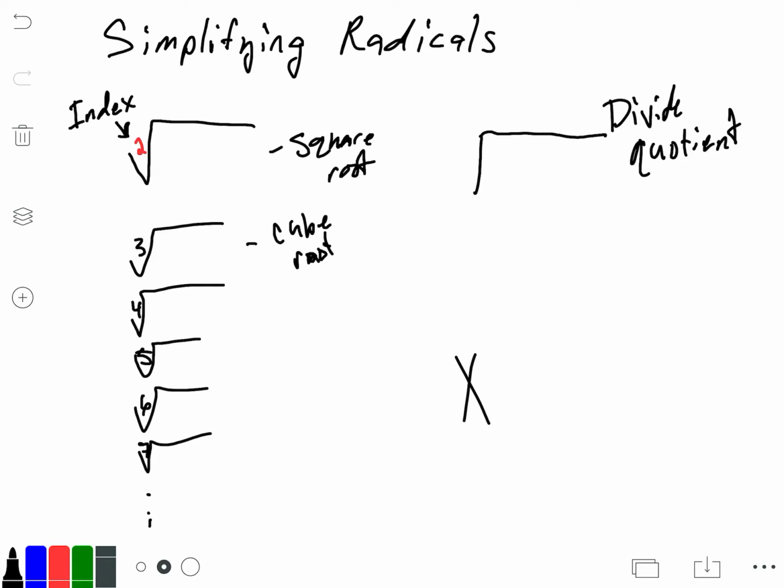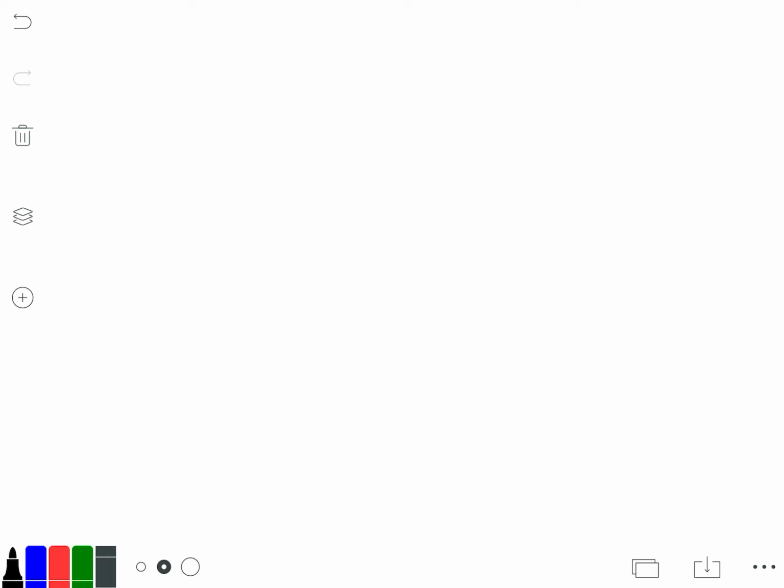Like when we have x, it's understood that it's 1x. And it's understood that it's 1x to the first. And it's understood that it's 1x to the first divided by 1. All of those 1s are understood. We don't put them. We usually just put x. Same thing with square root. If it's not a third, fourth, fifth, sixth, seventh, eighth, ninth, keep going root, then it's the square root. It's understood.